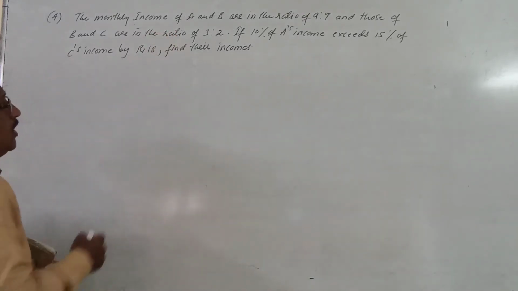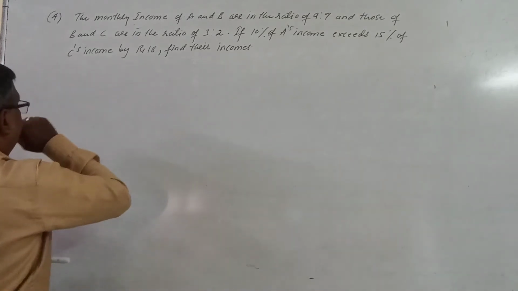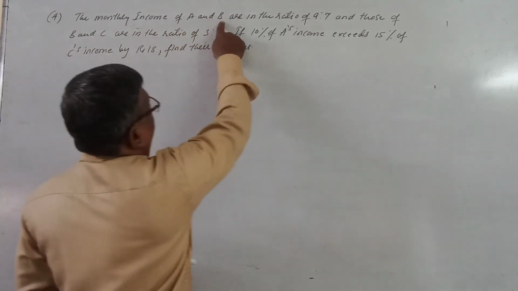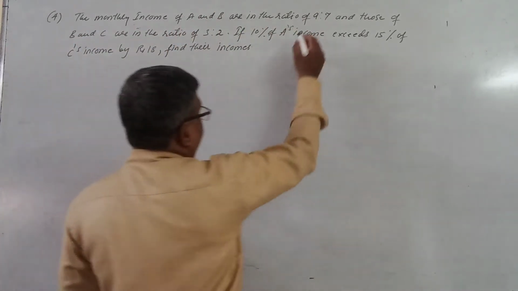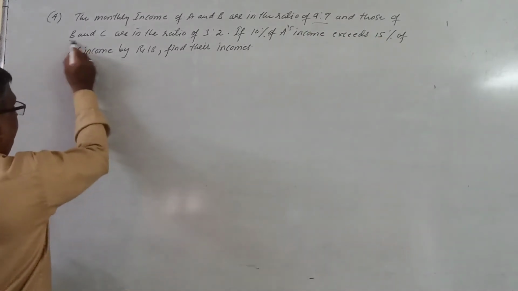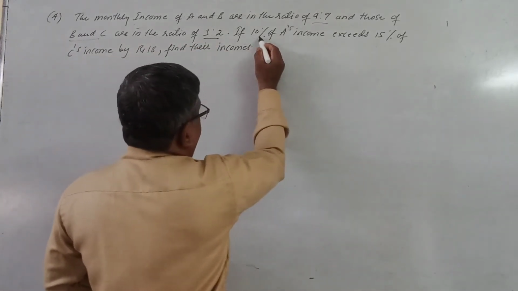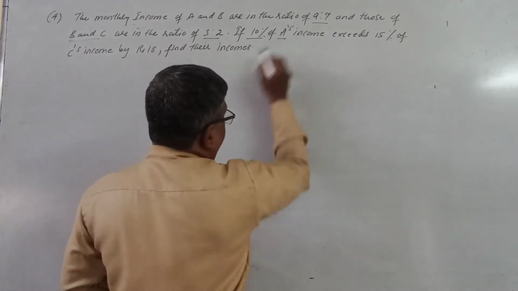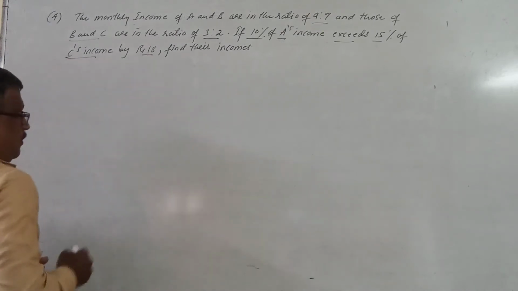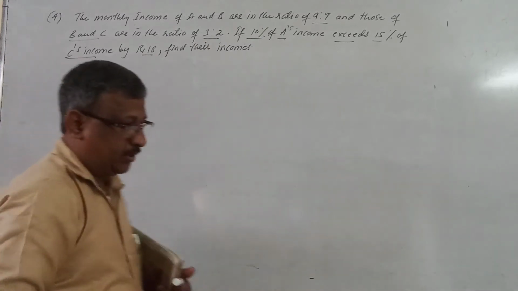So here I am with the next problem, that is problem number 4. The question is: the monthly incomes of A and B are in the ratio 9:7, and those of B and C are in the ratio 3:2. If 10% of A's income exceeds 15% of C's income by rupees 18, find their incomes.